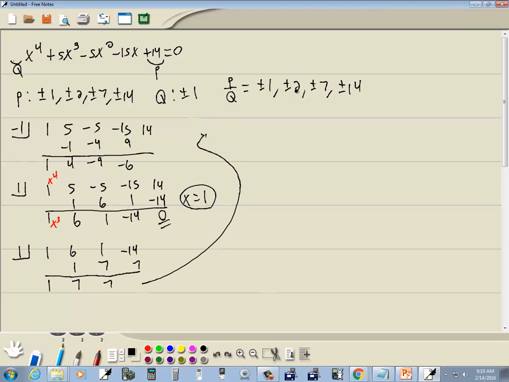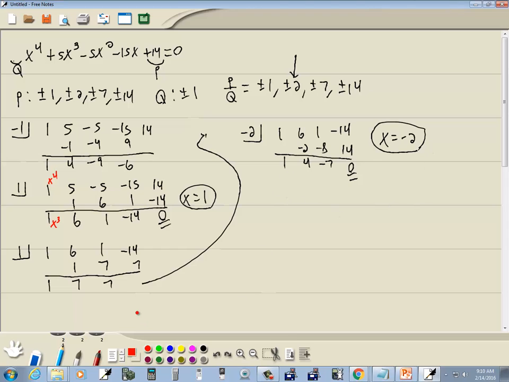So now we're down to our next possible answer, the 2s. So I'll try negative 2. And again, we try it on the line we just found. Don't try it on the original one. Add, multiply, add, multiply, add, multiply. Assuming I did my math correct, yeah, let's double check it. Okay, yeah, that one worked, which means our second answer is x equals negative 2.